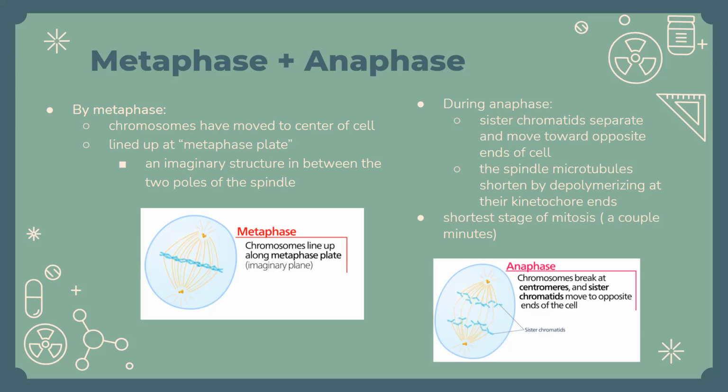And then after metaphase, we will see anaphase, in which sister chromatids of each duplicated pair of chromosomes will separate and move towards opposite ends of the cell. They do this by being attached to the spindle microtubules, which shorten at the kinetochore ends. Whenever they shorten, they will pull each chromatid to opposite ends of the cell.